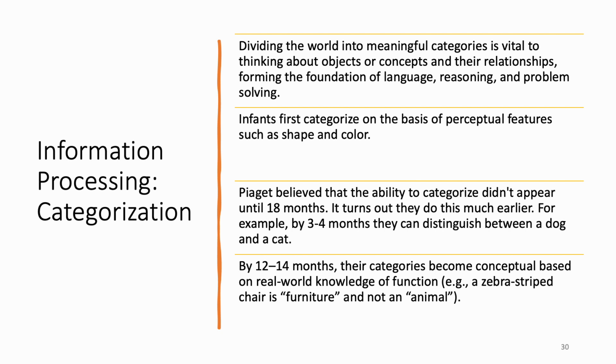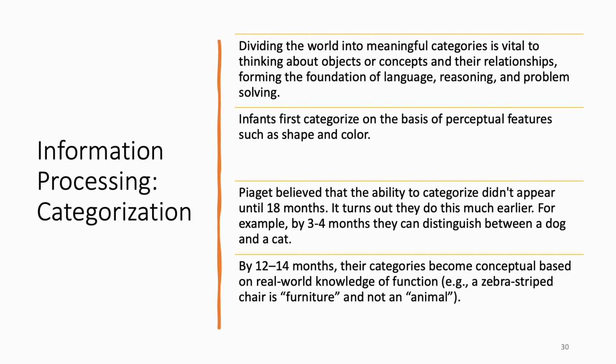Dividing the world into meaning categories really is vital to thinking about objects or concepts and their relationships, forming the foundation of language, reasoning, and problem solving. Infants first categorize on the basis of perceptual features, such as shape and color. Piaget believed that the ability to categorize didn't appear until 18 months. It turns out they do this much earlier.